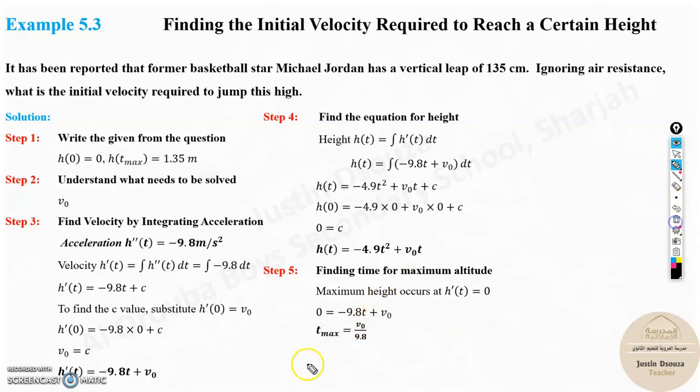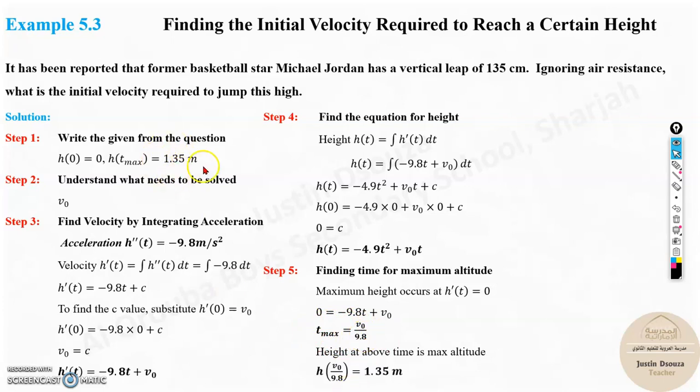Why do we write T max? Basically, that is the maximum time. Sorry, it's not the maximum time. It is the time where maximum altitude occurs. That is why it's T max. Now, the height at about this time is always maximum altitude.